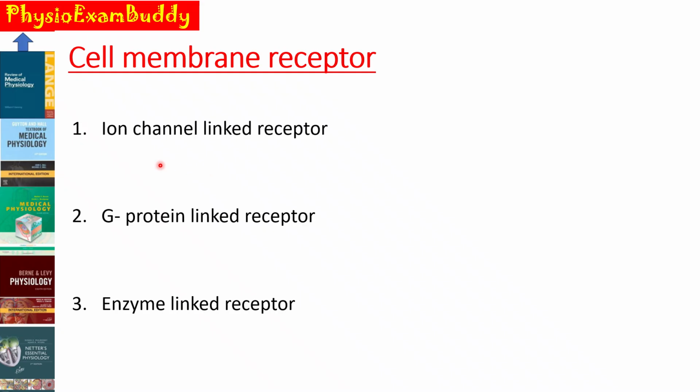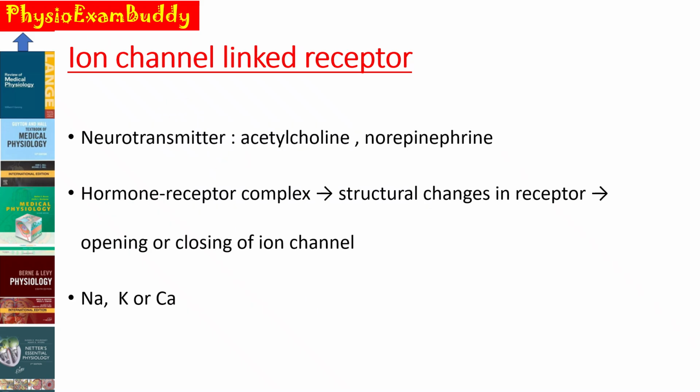If a hormone acts via the cell membrane receptors, there are three types of cell membrane receptors. The first one is the ion channel linked receptor, the second one is the G protein linked receptor, and the third one is the enzyme linked receptor. So the proteins, peptides as well as the catecholamine hormones will act on any one of these three receptors which belong to the category of cell membrane receptors.